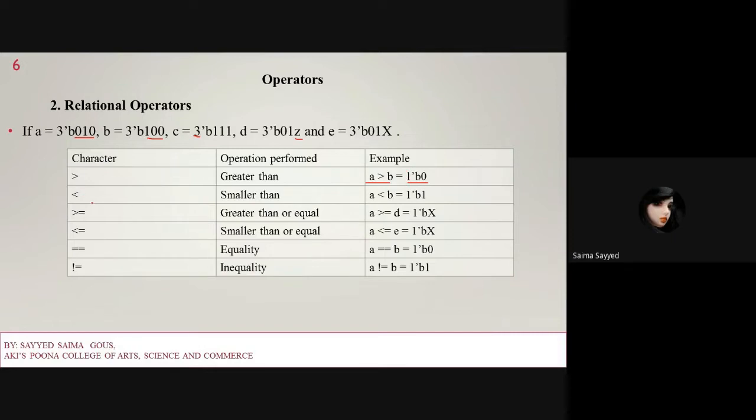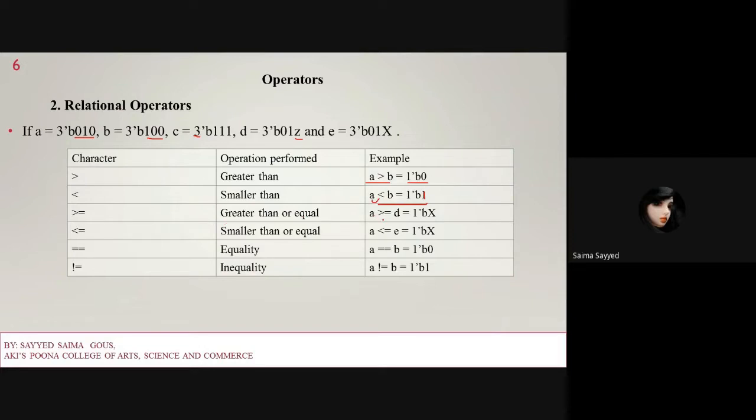Then smaller: is A smaller than B? Yes, this statement is true. A is less than B. So it will become a 1-bit binary number 1. One is representing that it is true. Then greater than or equals to.